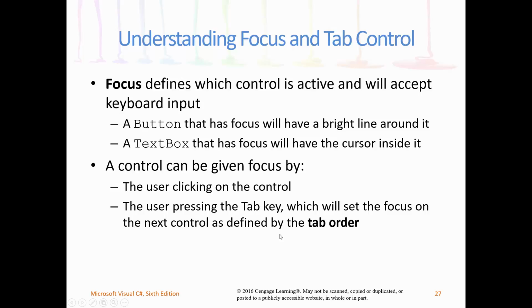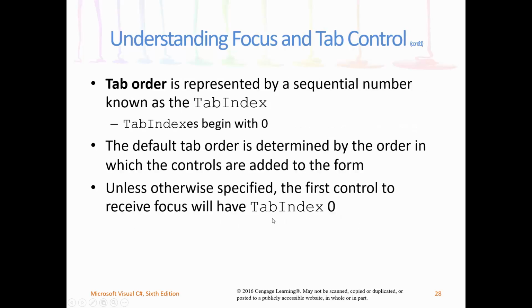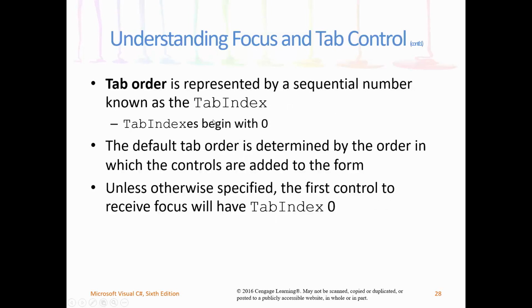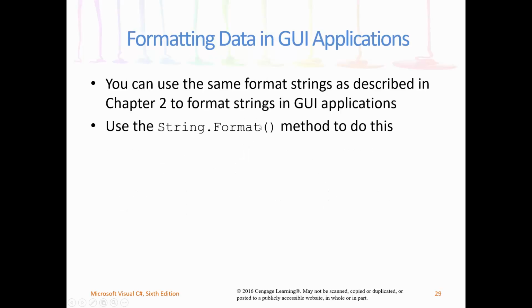All right, I also showed you tab order. Tab order begins with 0, so if you want to make sure that something has the tab order when the program starts, you set that to 0.